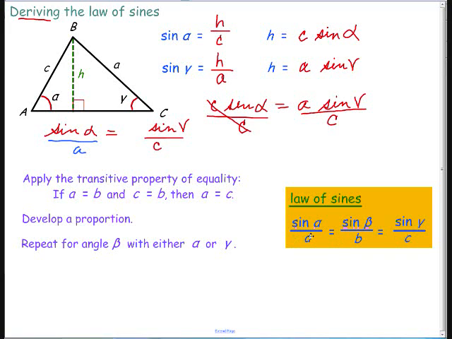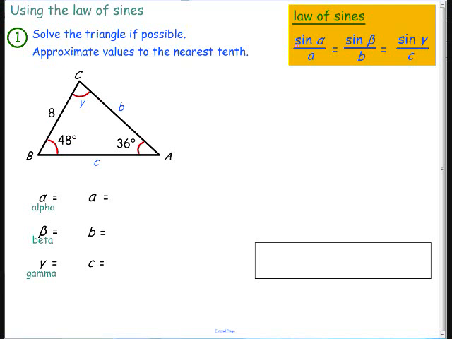Now, of course, I've shown all three of the sides, and I only demonstrated this part of this equality. Because actually, I could do it again to prove to you how beta fits in. So we've got a proportion here that can help us solve many triangles. Let's see if we can solve this one. We'll demonstrate what we do with this.